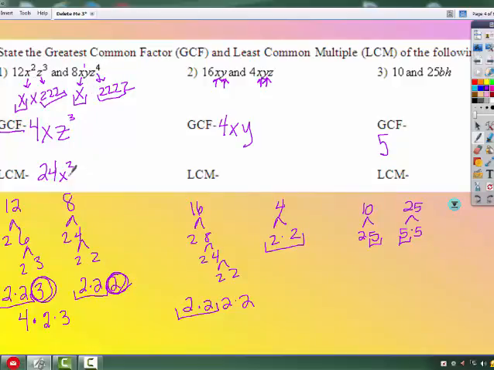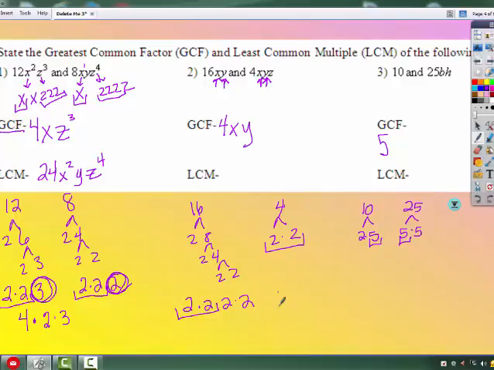Same thing with the y. We're going to have a y here because we can multiply this by y so that they match, thereby making y a multiple of y. The z's are the same thing. We have z to the third compared to z to the fourth. Z to the fourth is going to be a multiple of z to the third because we can multiply it by z to make it z to the fourth.